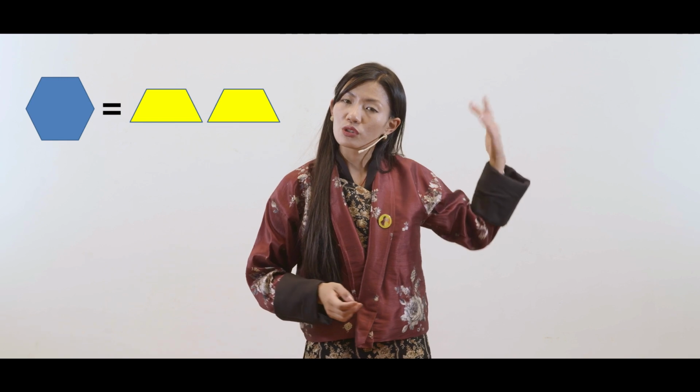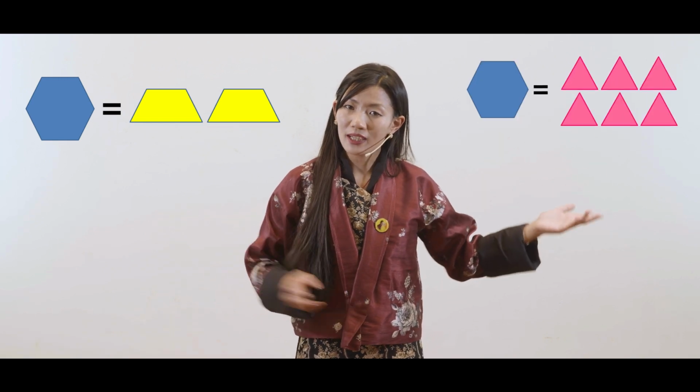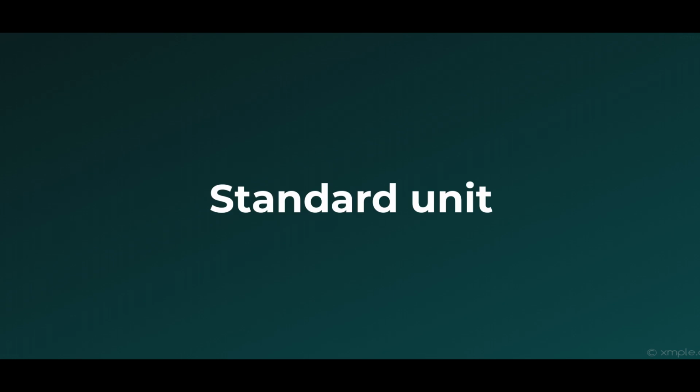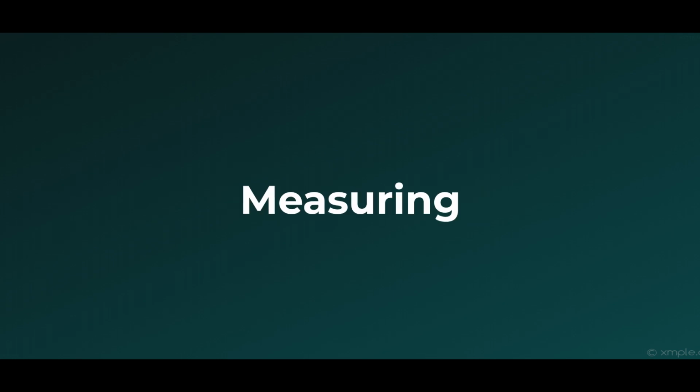When you use the trapezoid, you got 2. When you used the triangle, you got 6, right? So the quantity changed, right? That's why it is not reliable. So to solve this problem, we use standard unit for measuring area.